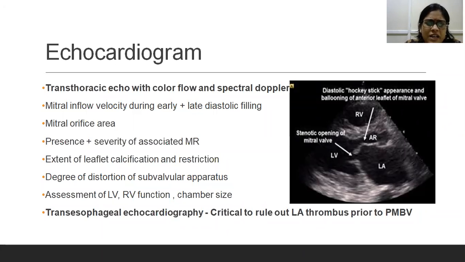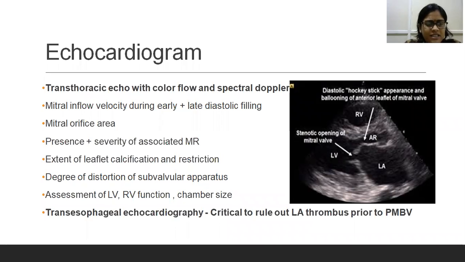Presence of coexisting valvular lesions like associated mitral regurgitation, associated tricuspid stenosis or regurgitation, associated aortic regurgitation. Because when you have a patient with rheumatic heart disease, you can either have a single valvular disease in the form of pure mitral stenosis, pure mitral regurgitation, or you can have multivalvular involvement. So 2D echo is crucial for picking up these lesions.